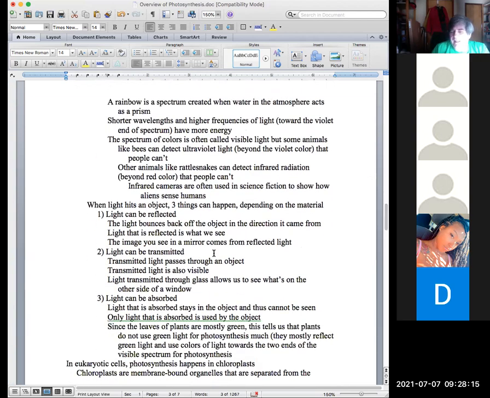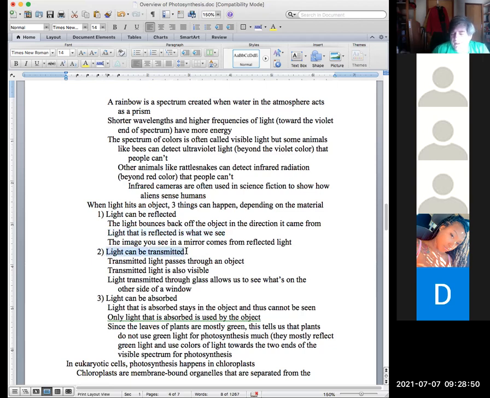Now, when we look at light, what we want to keep in mind is the three things that could happen when light strikes an object. And there are really only three possibilities. Light can be reflected off of the object. So think of what happens when you look in a mirror. The image that you're seeing in the mirror is light that's reflected off the mirror. And notice, think about a mirror, it's pretty obvious. We can see light that's reflected.